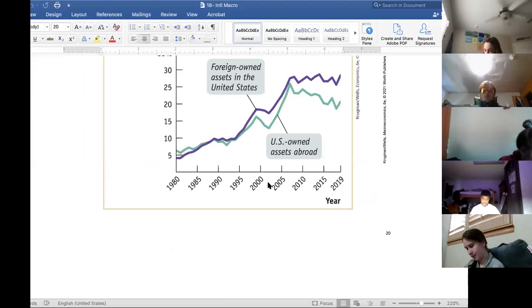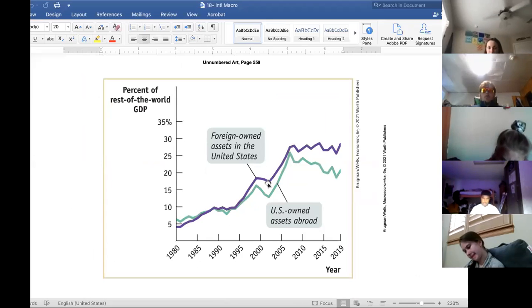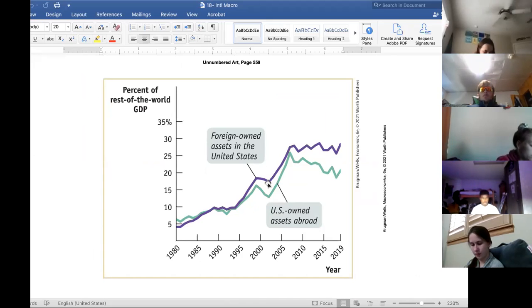And so this is what you see when you look at the data, right? If you look at what's happened to US-owned assets abroad, meaning the assets that Americans have purchased abroad, they've gone up in general since 1980. And what happens to the amount of assets that foreigners own in the US? They've also gone up, right? So both our foreign inflows and foreign outflows have gone up by quite a great amount. So the US has a very internationalized, right? A very internationalized financial system.